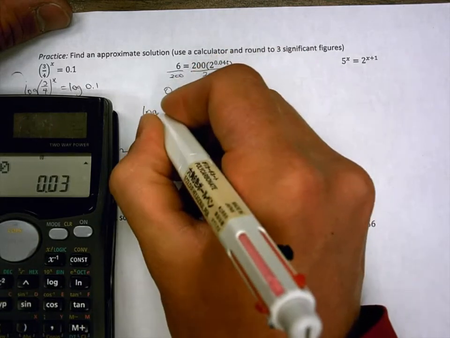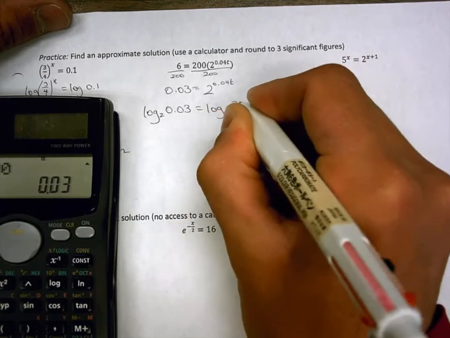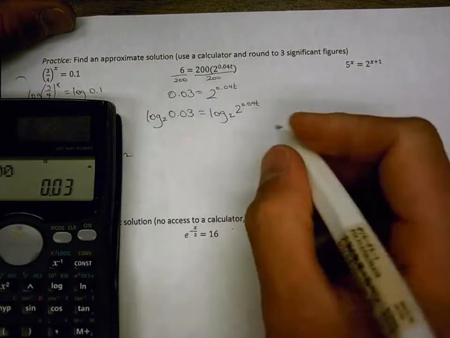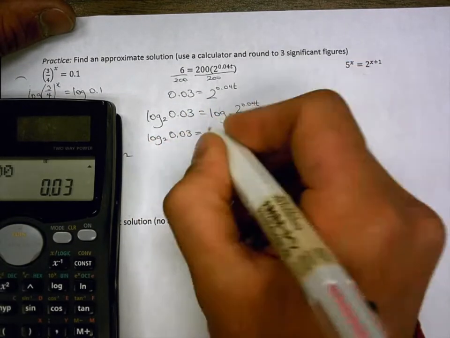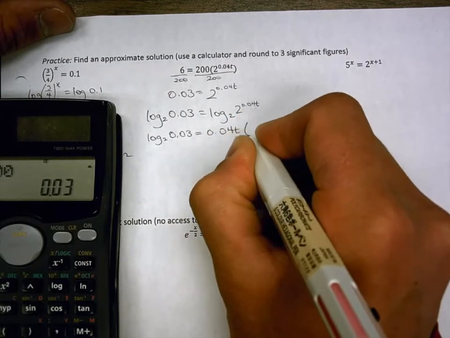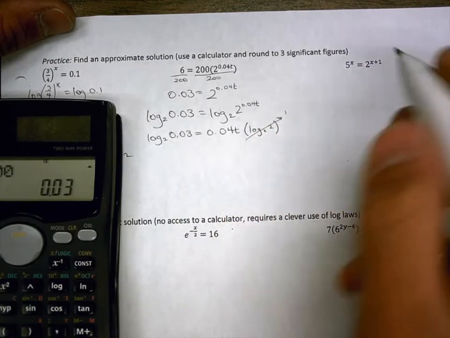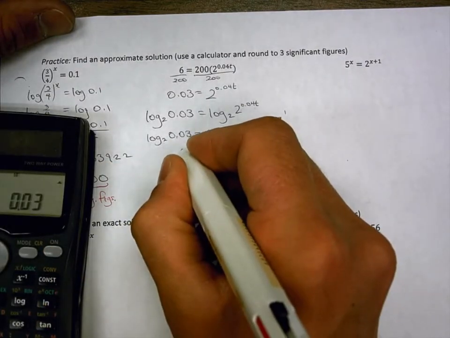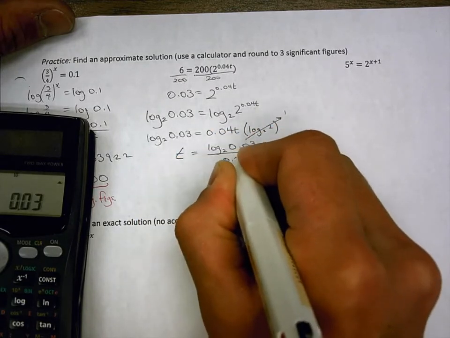Let's try logging base 2 just to see what happens. So I'm going to log both sides, but I'm going to log base 2 instead of base 4. Or sorry, base 10. So now I have the same situation. I'm allowed to bring down this exponent, so I get 0.04t times log 2 base 2, which is just 1, right? Yep. And then now I can solve for t. So t is equal to log base 2, 0.03 divided by 0.04.